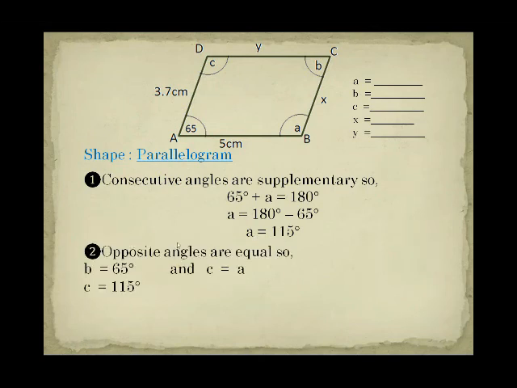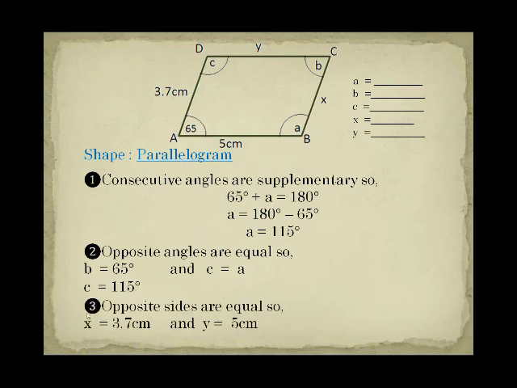The second point is opposite angles are equal. In a parallelogram, the opposite angles are equal, so the angle B and 65 degrees are opposite, so the angle B is equal to 65 degrees. The angle A and angle C are opposite angles, so the angle C is equal to 115 degrees. The third one is that opposite sides are also equal. Here X is opposite to the side 3.7 centimeters, so X is equal to 3.7 centimeters, and the side Y, which is opposite to 5 centimeters, is equal to 5 centimeters.